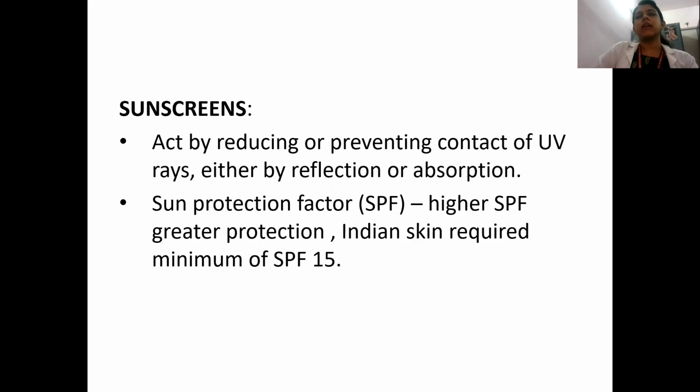The most important part of treatment in photodermatosis is the application of sunscreen. Sunscreen acts by reducing or preventing the contact of UV rays with the skin, either by reflection or by absorption. There are different types of sunscreen: chemical and physical. Physical sunscreen will just cause reflection of the UV rays when they reach the skin. But chemical sunscreen will absorb the UV rays in the skin and convert them. That is how these two act.